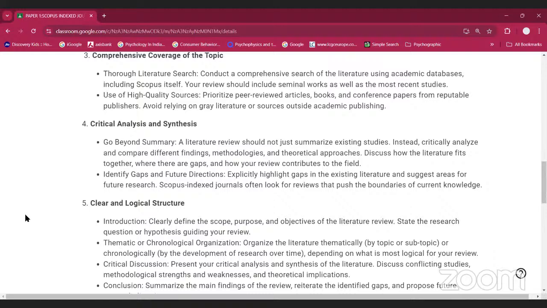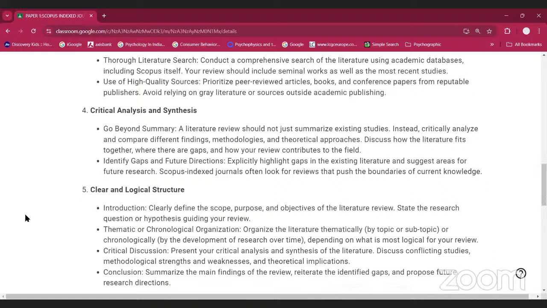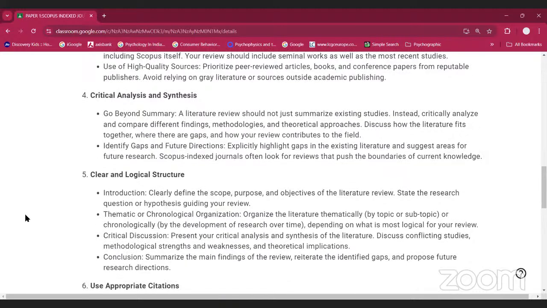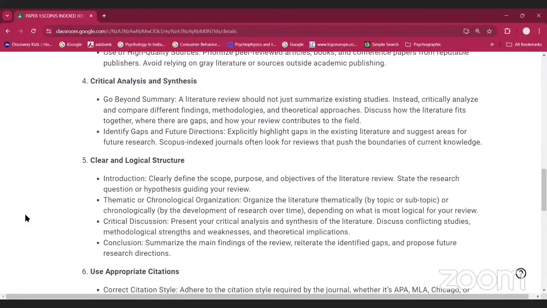Now, critical discussion. Present your critical analysis and synthesis of literature. Discuss conflicting studies, methodological strengths and weaknesses, and theoretical implications. Now, conclusions. Summarize the main findings of the review. Reiterate the identified gap and propose future research directions.